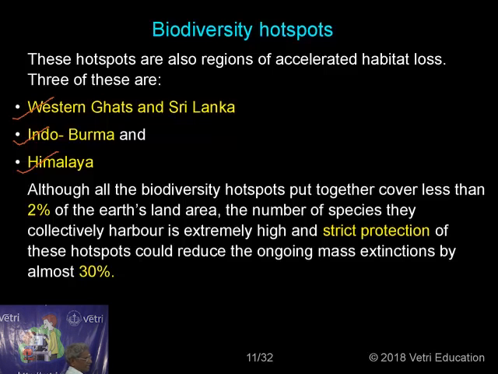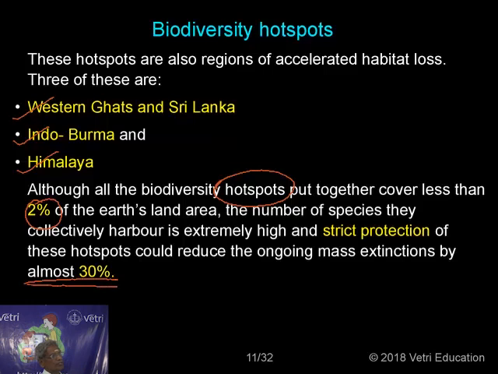All the hotspot areas put together aggregate to only 2% of the Earth's land area collectively. But still, the number of species they collectively harbor is extremely high, and the strict protection of these hotspots could reduce the ongoing mass extinction by almost 30%. So now it tells you how much biodiversity conservation is needed, particularly in this situation. So strict protection is needed so that at least 30% of the extinctions, which are going at a particular rate, could be brought under control.